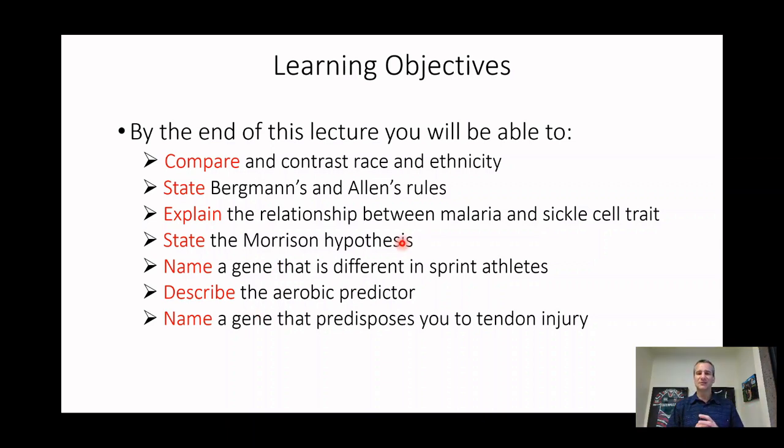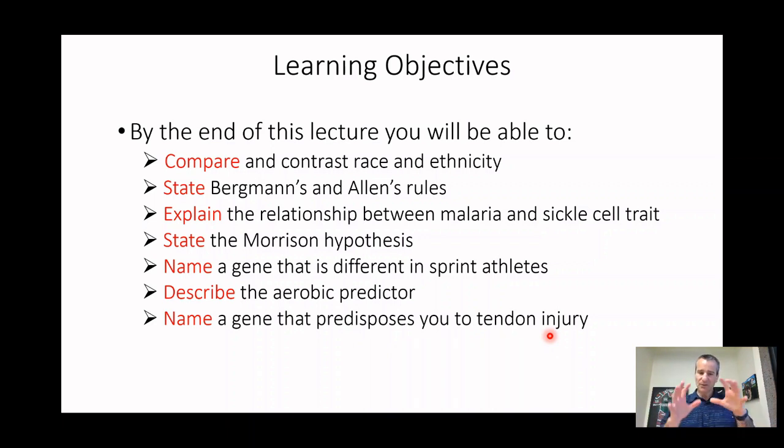The aerobic predictor is a really cool thing that was discovered by a friend of mine, a Scottish guy, who basically showed that if you have a certain genetic profile, you don't get an increase in aerobic capacity when you do endurance exercise. Most people, when they start exercising, get better at exercising. But there's a small cohort of individuals who don't actually get better. And by the end of this, you should be able to name a gene that predisposes you to tendon injury.